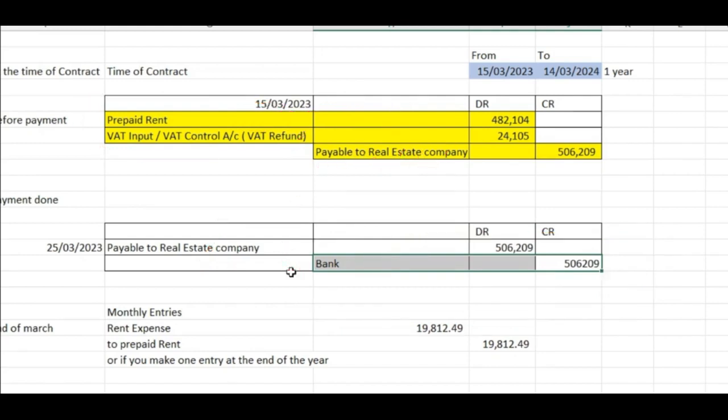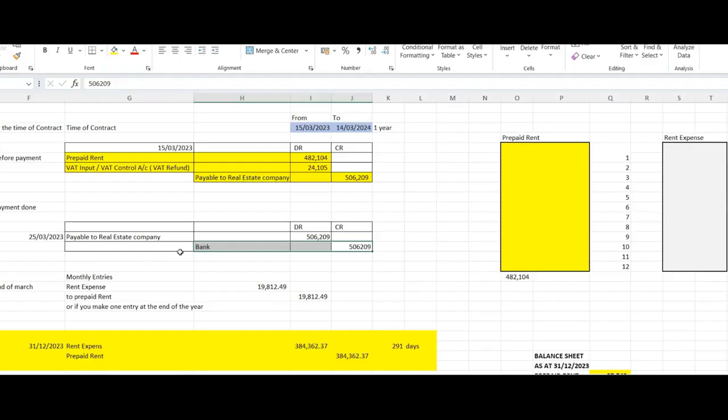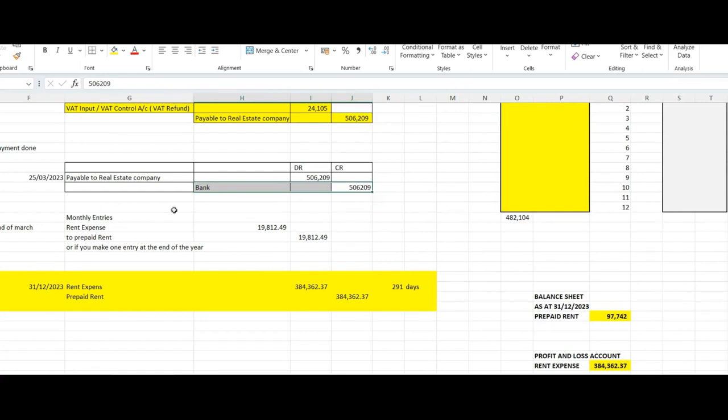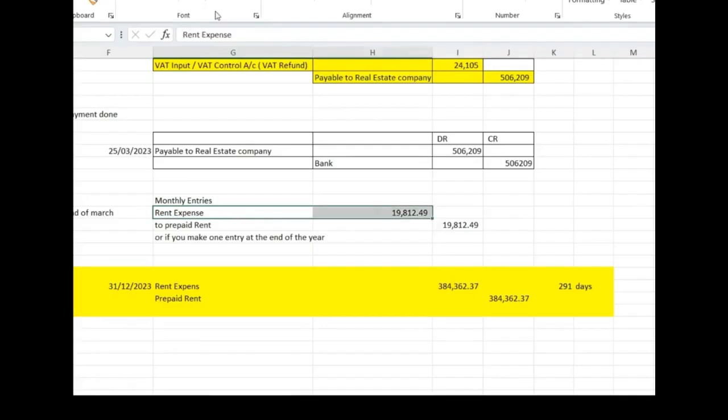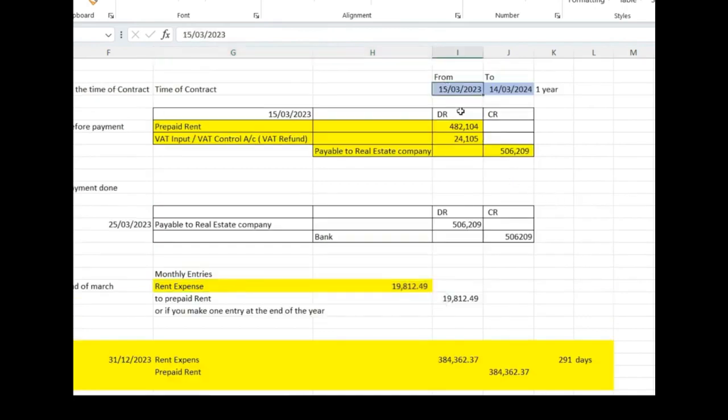Now how will you make the journal entries each month, how much amount will be presented in the profit and loss account at the end of the year and how much will be presented in the balance sheet? So at the end of the first month, you will make the entry rent expense debit and prepaid rent credit. In the first month you will allocate for 15 days only, because you have paid the rent from 15th of March till 31st of March, so 15 days rent expense debit, prepaid rent credit.